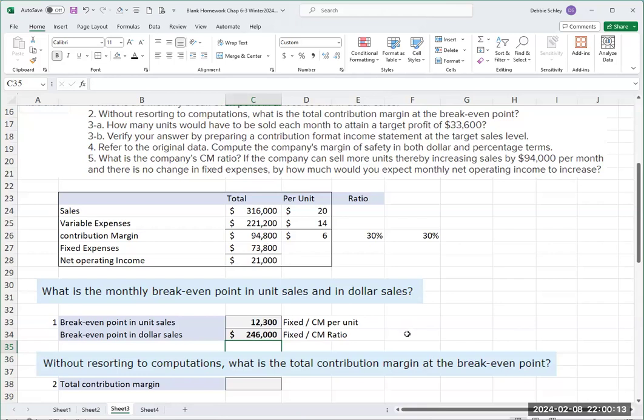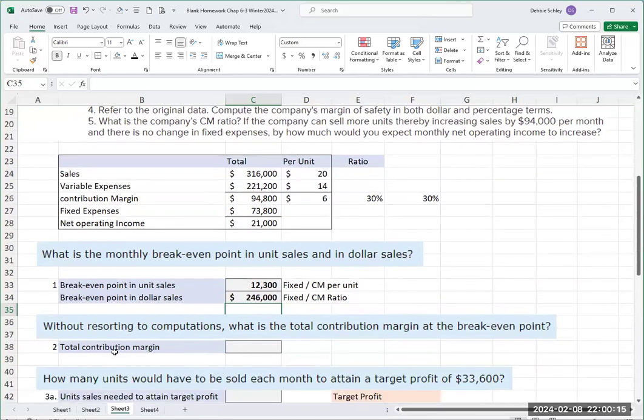Okay, so I just gave away required 2. Without resorting to computations, what is the total contribution margin at the break-even point? Well, we need enough to cover our fixed expenses. So break-even point contribution margin would equal fixed expenses, right? Because if this number right here were 73,800, then my net operating income becomes 0, which is the definition of break even. Okay.